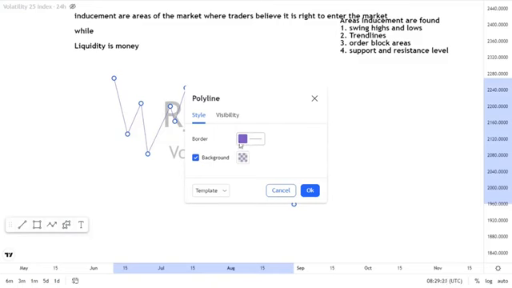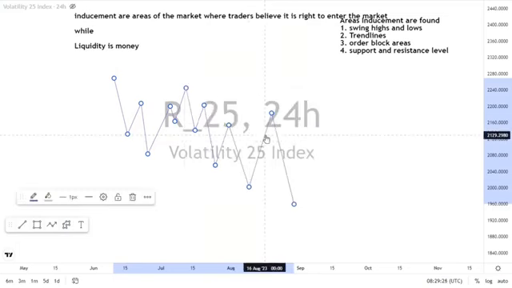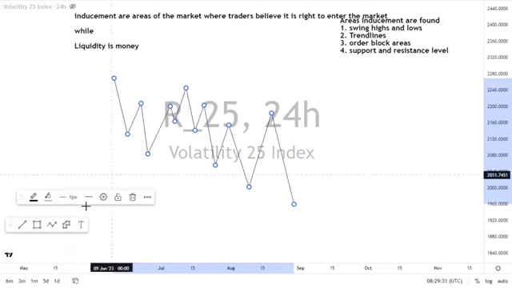Okay, so we have minor inducements and then we have major inducements. Major inducements always happen when we have our external liquidity taken out, while minor inducements always happen in between those structures. Okay, so let's just change this color to black so that it can be more visible for us.